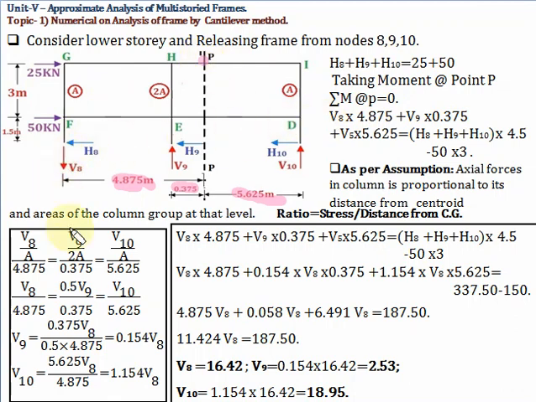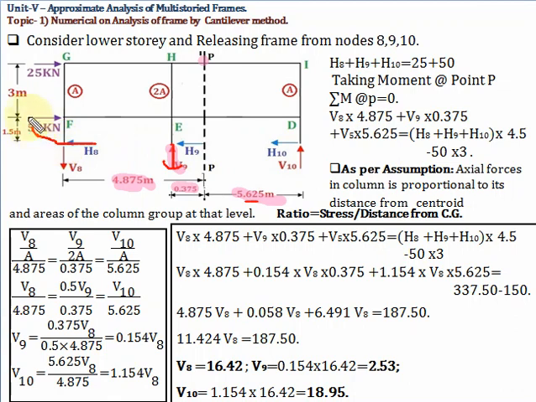Now we'll take the moment at point P equal to 0. So V8 into what? 4.875. Then V9, here there will be a mistake. So this force should be downward. So V9 into 0.375. Okay, and V10 into 5.625. Okay, here we have written. So equal to what? H8 plus H9 plus H10.